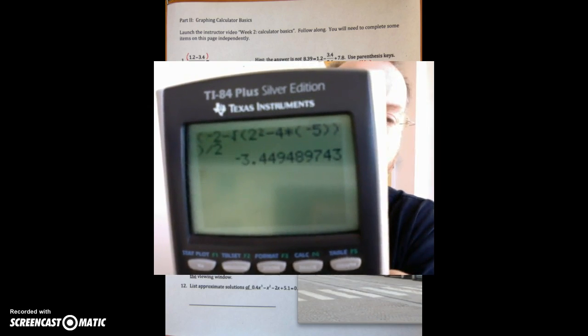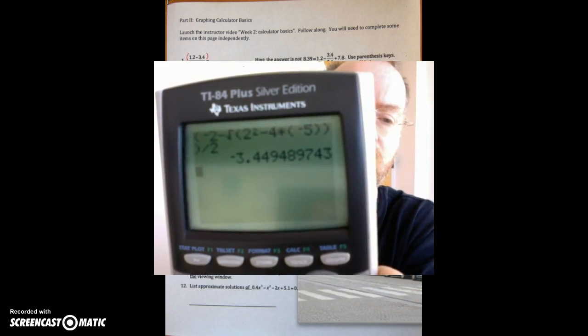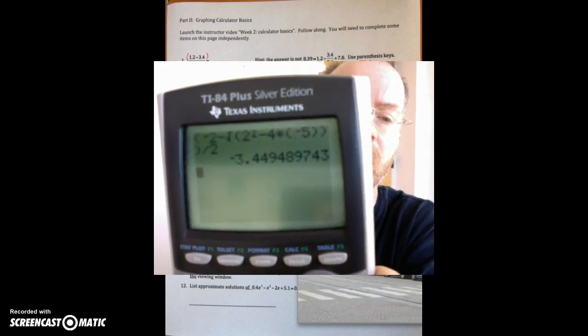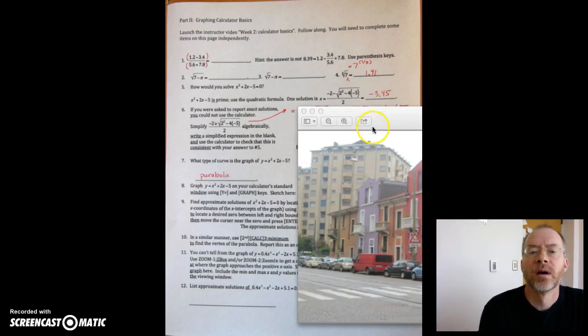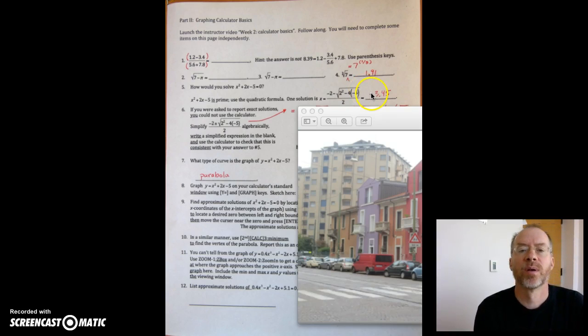And typically in my math lab, if you're doing an approximate solution, they'll tell you how far to round. I went ahead and rounded to the nearest hundredth here, so -3.45. And of course, the way the quadratic formula works, there are two solutions, -2 plus or minus. So this is just one of the approximate solutions to that equation.